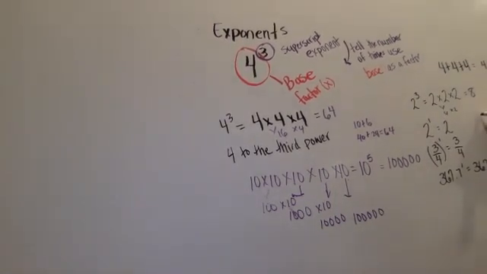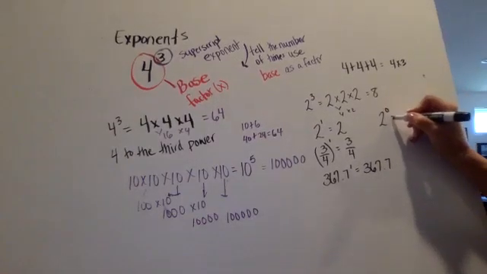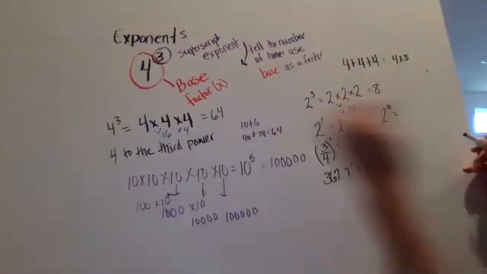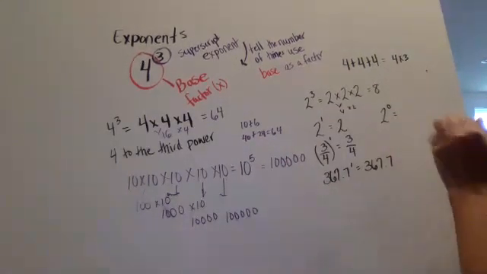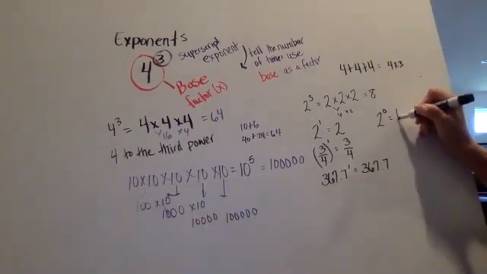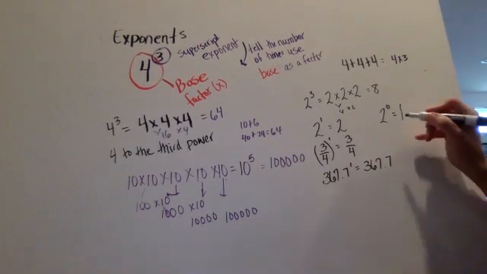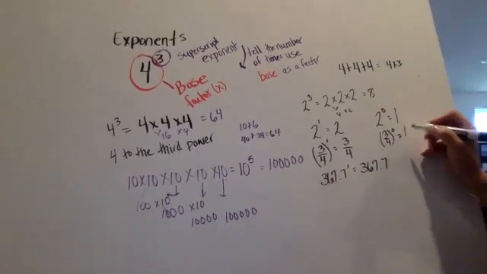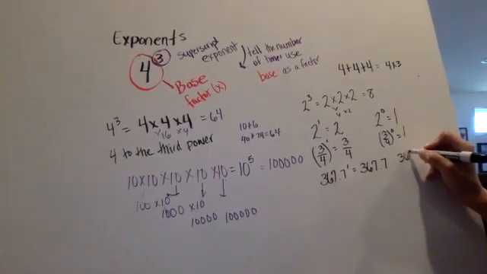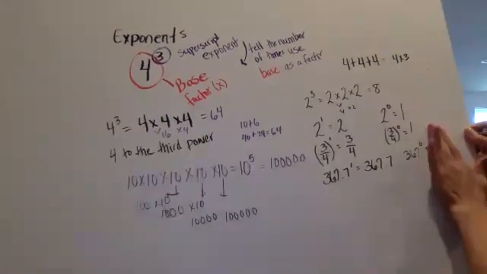The other one is anything raised to the 0 power. Here to the 0 power is the number 1. I'm not using that base any time, it's the number 1. Any number, again, 3/4 raised to the 0 power is 1. My 367 to the 0 power is 1.